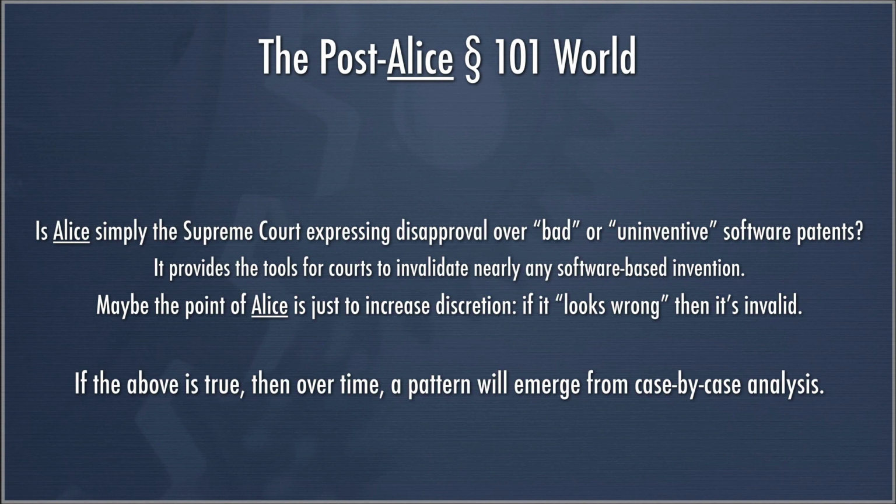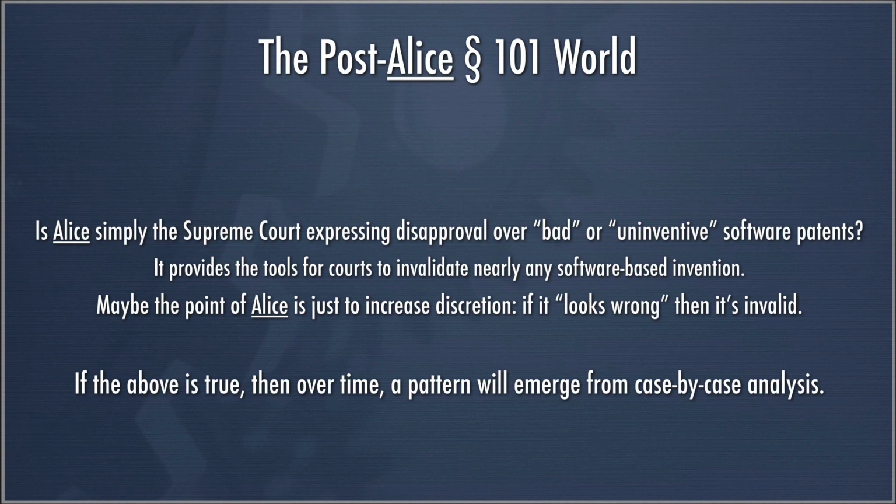Alice might simply be the Supreme Court expressing its disapproval over bad or uninventive software patents. And maybe, after Bilski, after Mayo versus Prometheus, they just felt like they hadn't quite had the case to get at what they wanted. Certainly, without question, Alice provides the tools for the courts to invalidate nearly any software-based invention if they think they should. But maybe that's the point, right? The point might be to give decision makers, courts, and to some extent the PTO, actually probably more the PTO, the discretion to deny patents when they think it just looks wrong, right?